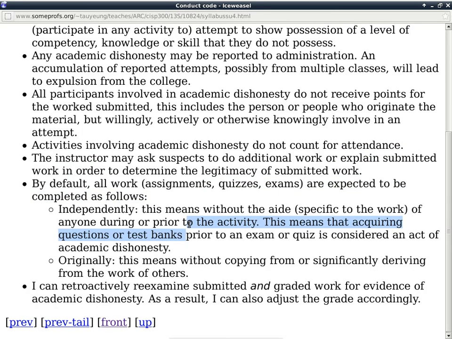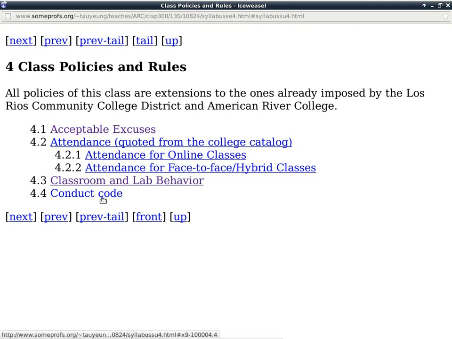Okay, so any work involving cheating would not count at all for any scores, and it will be reported too. So I don't want anyone to try it. It's not good. And I can retroactively re-examine anything that is already submitted and graded for any evidence of dishonesty. And if I find anything, I can retroactively regrade or not count the grade of work that is already graded. And that is the conduct code section.